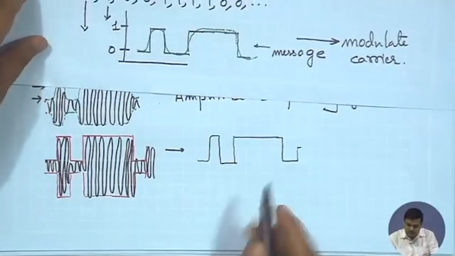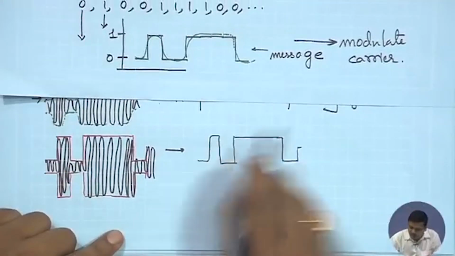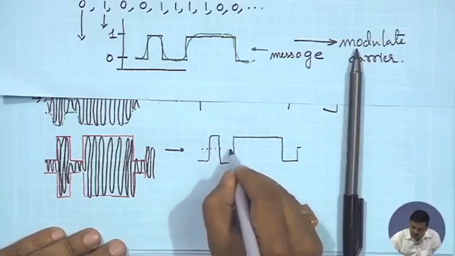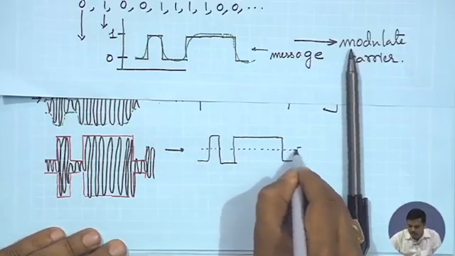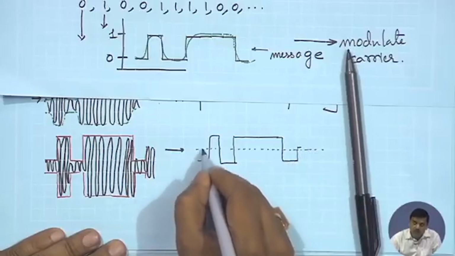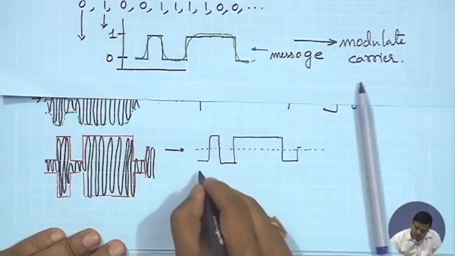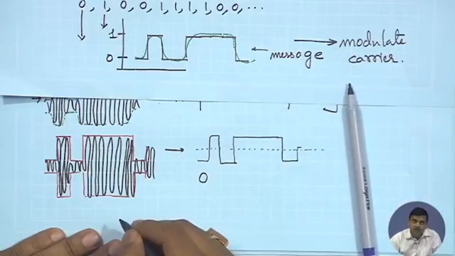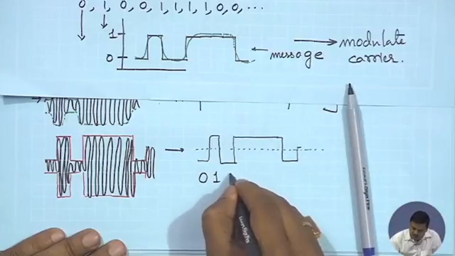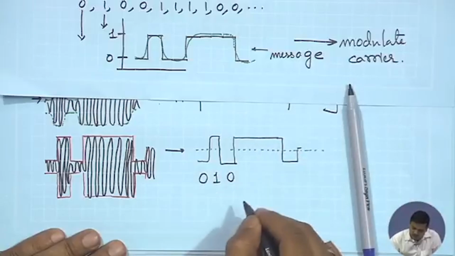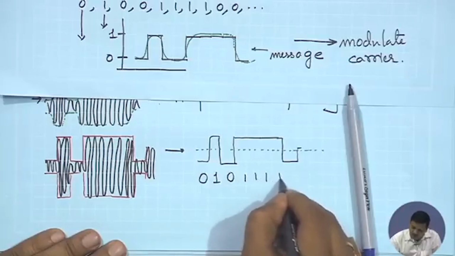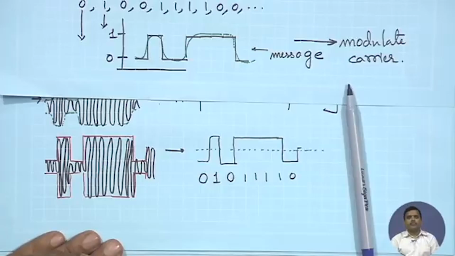So going by this, I would say at this point I would set up a decision threshold somewhere in between, and I would say whenever the signal is below this decision threshold, there is a 0 which has been received, and when the signal is above this decision threshold, a 1 is being received, a 0 is being received, a 1 is being received, a 1 is being received, a 1, a 1, a 0, and so on and so forth.